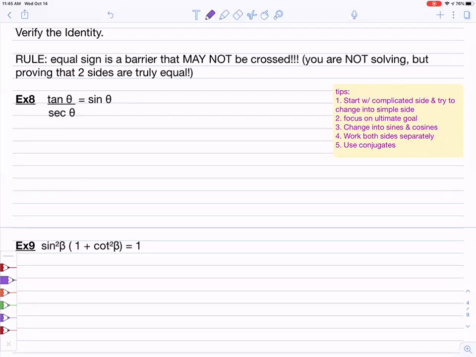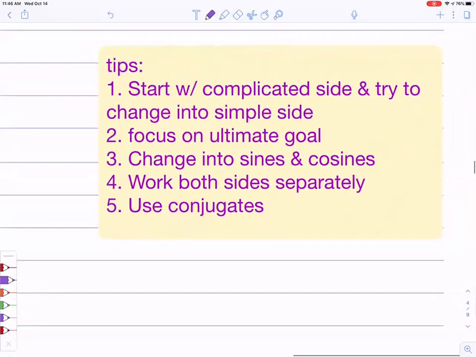Okay, so let's do what we've been doing. Look at some tips that I've given you. Tip number 1, figure out what looks more complicated and work with that side. Try to change it into the simple side. 2, focus on your ultimate goal. In other words, don't forget where you're going. Like, have you ever walked into a room and you go, I have no idea why I came in here. There was a reason I came in here, but I don't remember what it was. Don't forget where you're going. If you don't know where you're going, you're probably not going to get there. So keep your eyes on the goal.